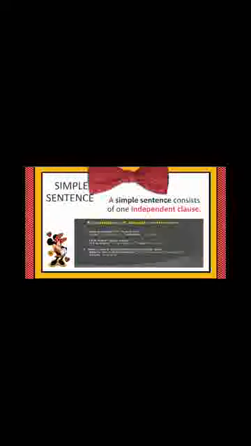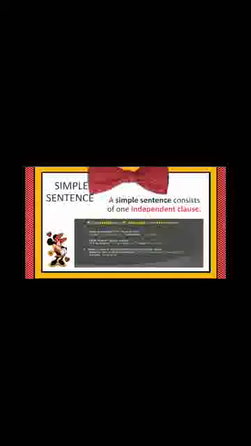The simple sentence expresses a single thought. It consists of only one independent clause, or a main clause. Example: Joe waited for the train.